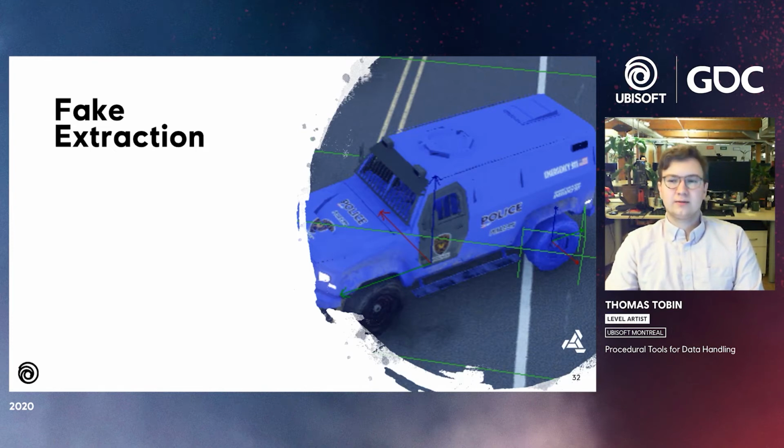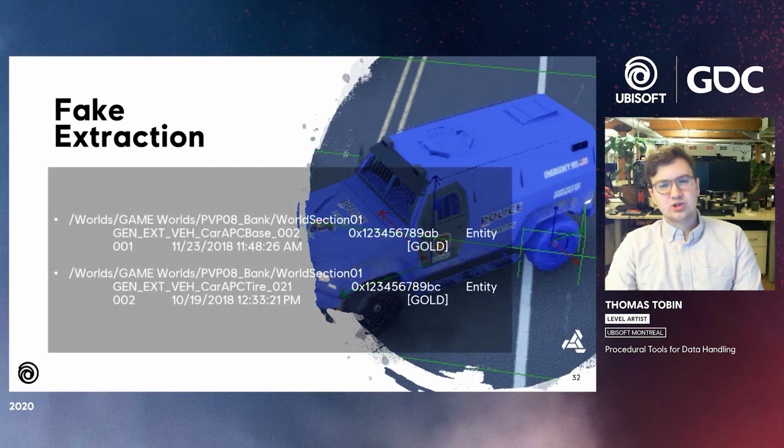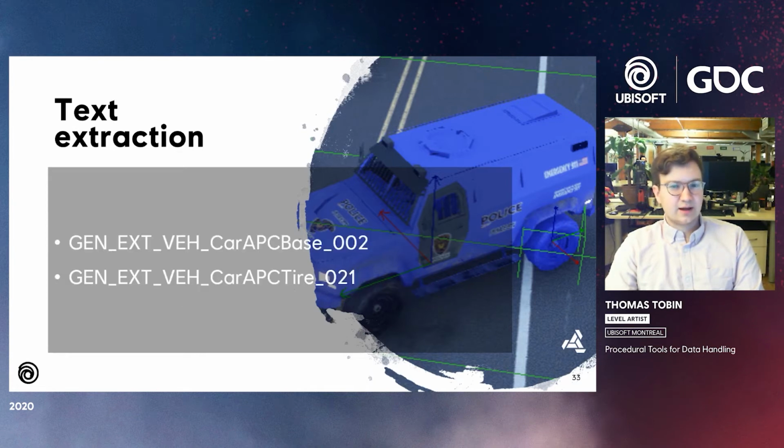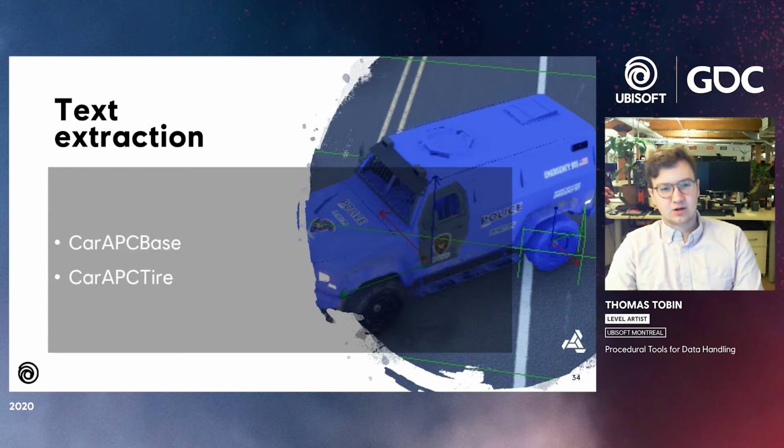because I know that they follow the naming convention. So when I clicked just on the tire and the car body, and I hit Control C, luckily for me, but of course by design, we got these two strings. When I saw this, I saw Gen Exterior Vehicle Car APC Base and Car APC Tire. This was super useful for me because I just had to strip away any of the naming convention and find Car APC Base, Car APC Tire.